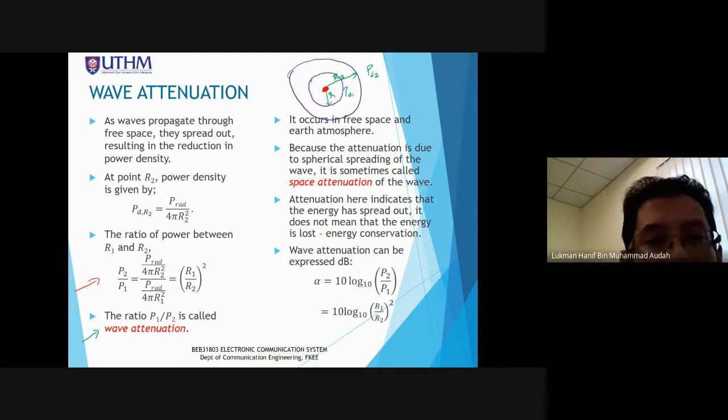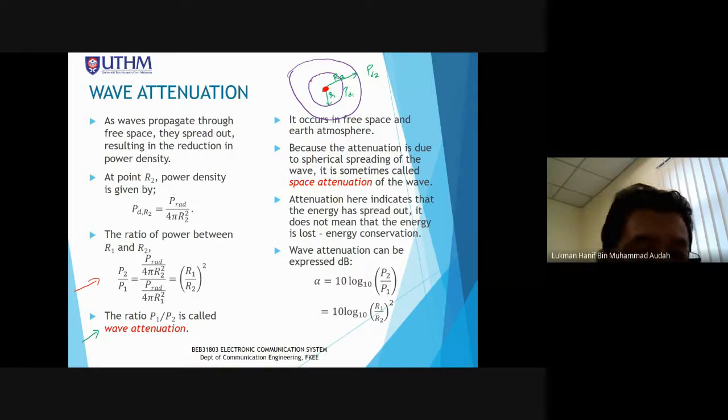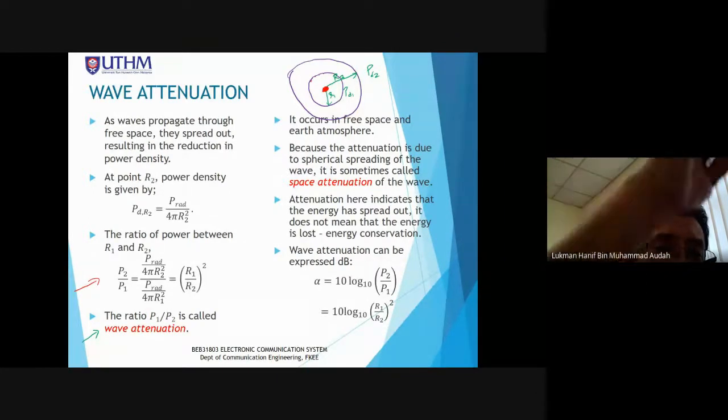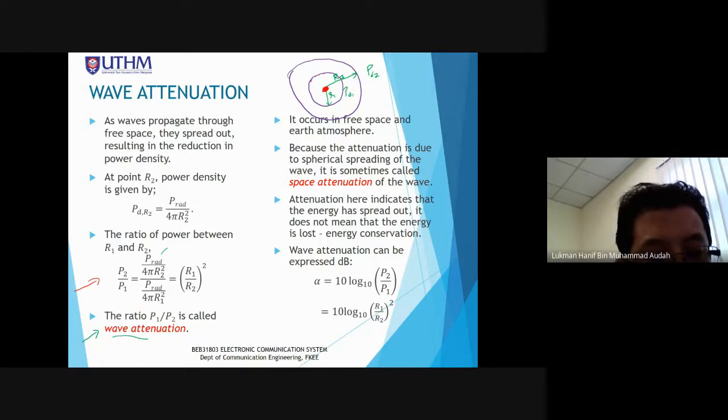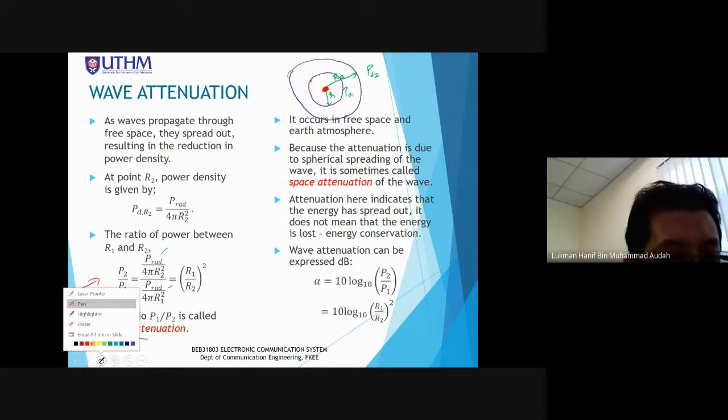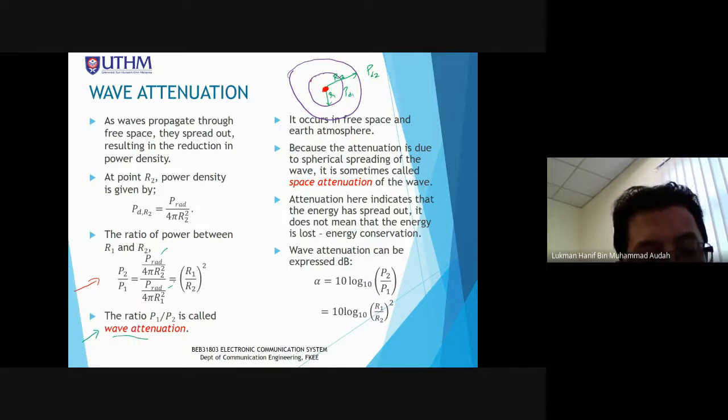Okay, so apabila kita bahagikan dua power density pada jarak yang berbeza, maknanya power density yang jauh dibahagikan dengan power density yang lebih dekat dengan antena, maka kita akan dapat nilai wave attenuation. Okay, so wave attenuation ini kalau kita lihat dalam equation yang diberikan ini, power density 2 yang lebih jauh dibahagikan dengan power density 1 yang lebih dekat dengan antena. Okay, so when we rearrange this equation, we will get R1 over R2 square. R adalah distance. Okay, so R1 here is the distance that close to the antenna, yang terdekat dengan antena, manakala R2 yang jauh.